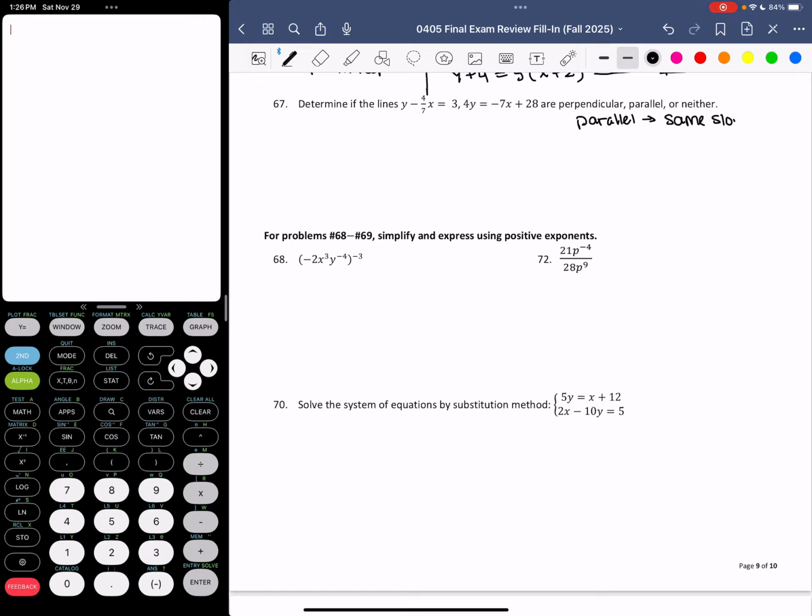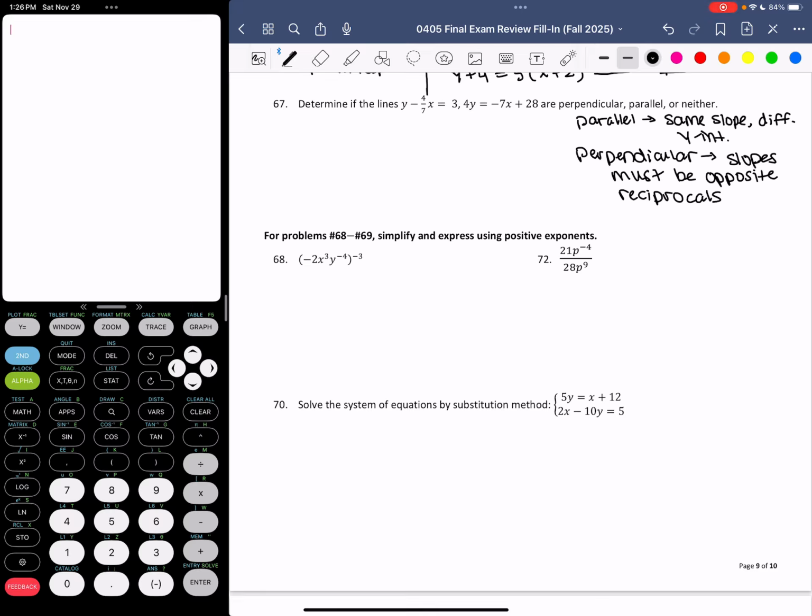Same slope, different y-intercepts, okay? And then to be perpendicular, the slopes have to be opposite reciprocals of each other. Must be opposite reciprocals. That means one has to be positive, one has to be negative, and then reciprocals are a fraction flipped, okay? So that's the things you need to know.